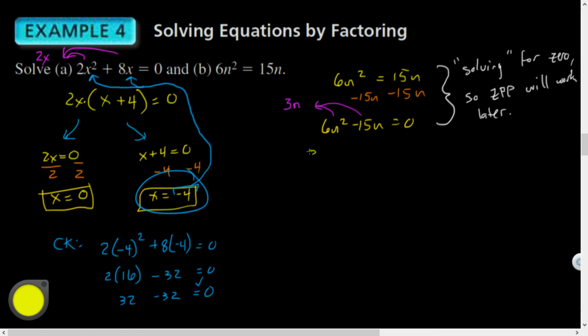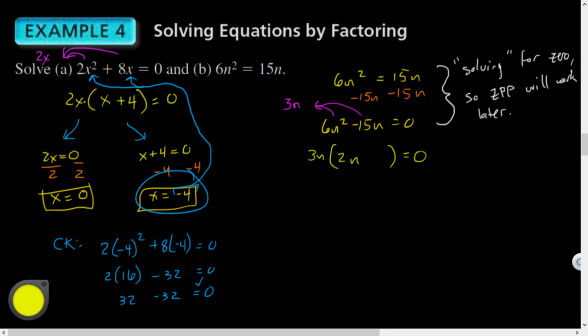So let's write this. 3n outside a set of parentheses equals 0, because I'm undistributing. That's what factoring is. So 3n times what would equal 6n squared? 3 times what is 6? There's going to be an n in it, because n times n is n squared. And 3 times what is 6? 2. Or I can ask it backwards: 6 divided by 3 is 2.